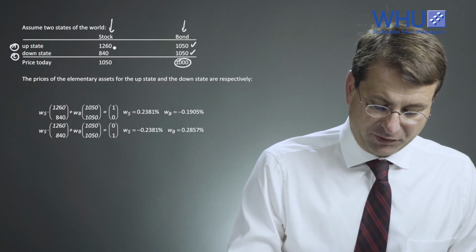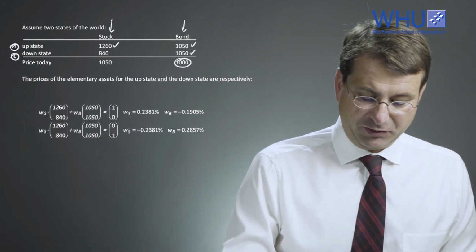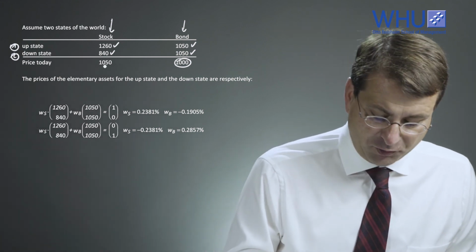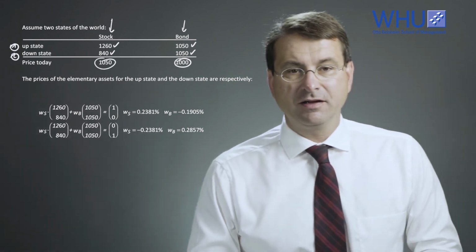Different to the bond, the stock is a stochastic security. So therefore, we have two different outcomes of the stock. Namely, in the upstate, we have an outcome of 1260. In the downstate, we have an outcome of 840 euros. The price of the stock today is assumed to be 1,050.